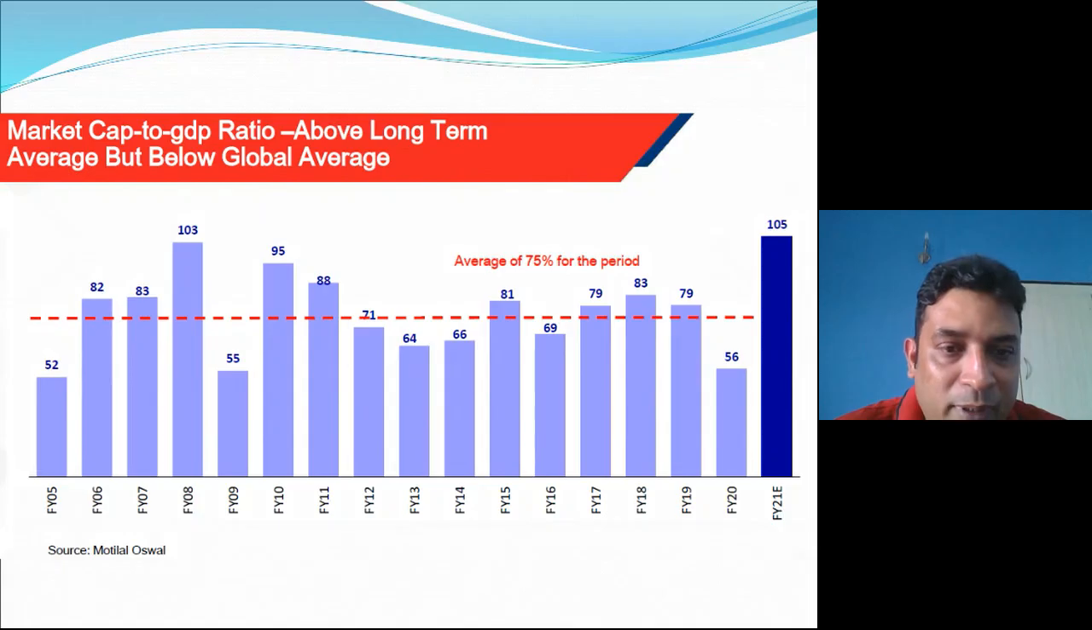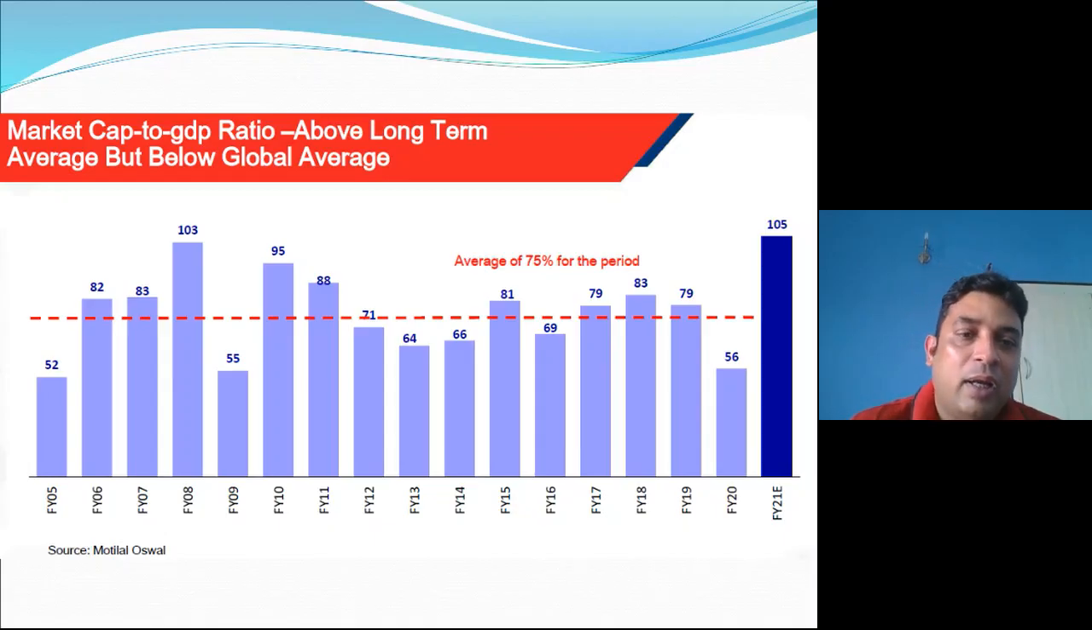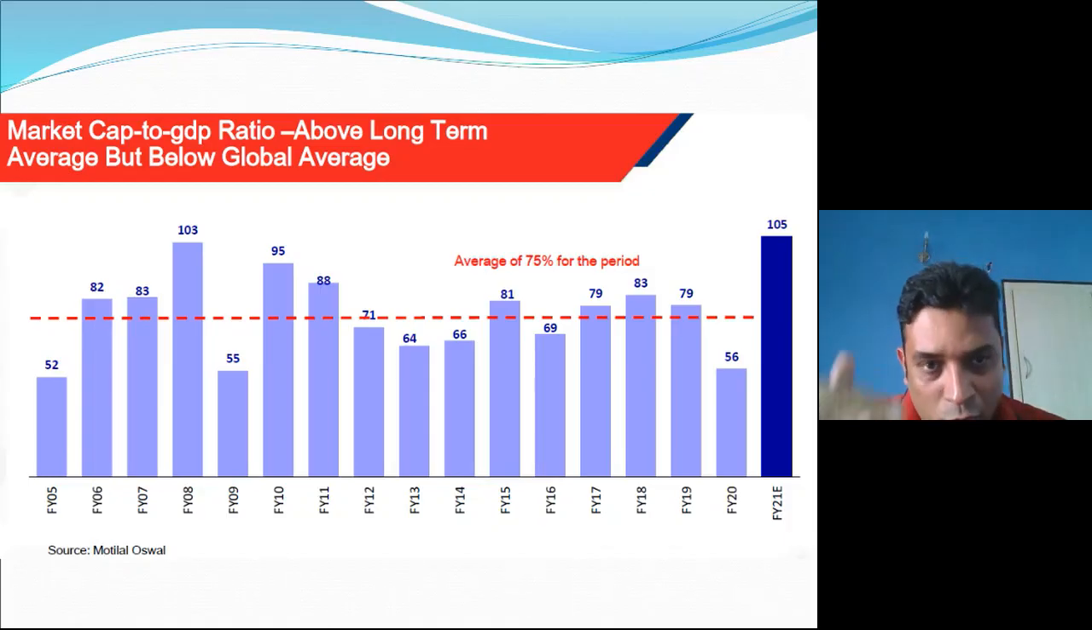Market cap to GDP, this is a very interesting data point. Market cap to GDP in India is 105%. I tell you that in the US it is 145%. So we are way below that global standard. And from average, we are a little bit higher. This data actually says whether you should get into equity or not. But if you see the global standard, which is 145 to 150%, we are much below that range.